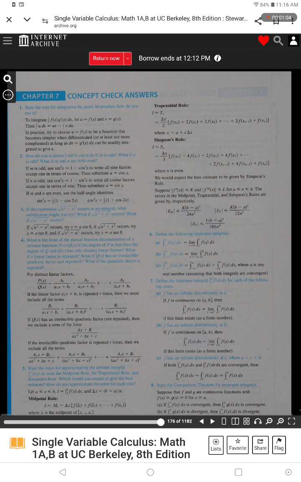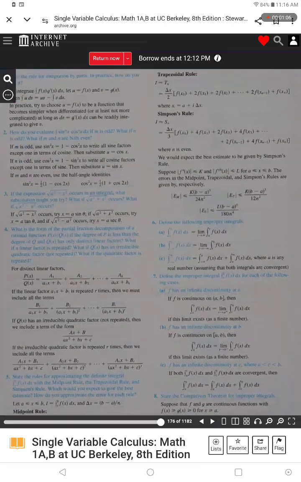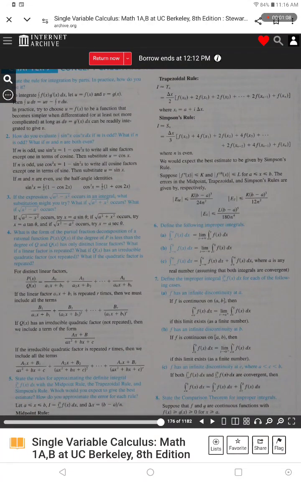How do you evaluate the integral of sine to the power m of x times cosine to the power n of x dx if m is odd? What if n is odd? What if m and n are both even?